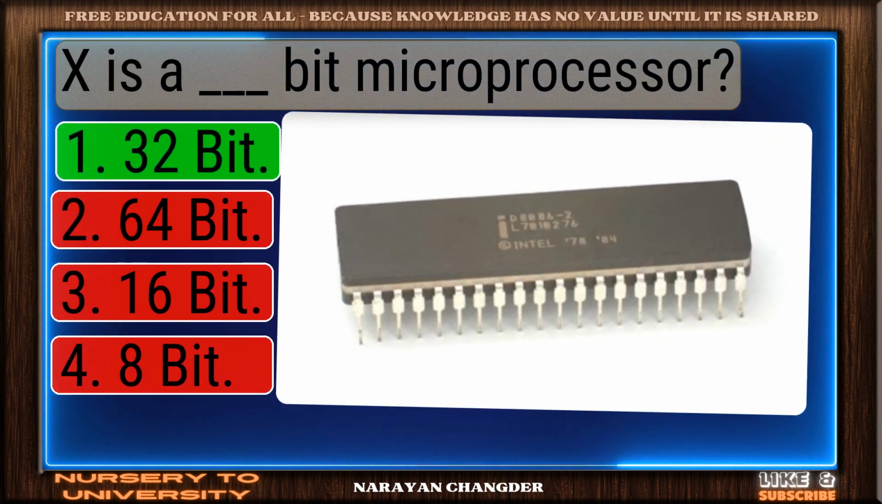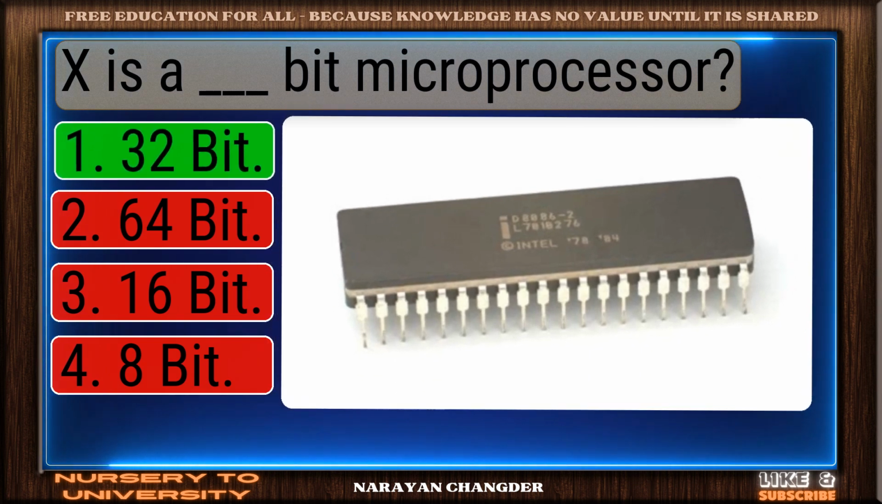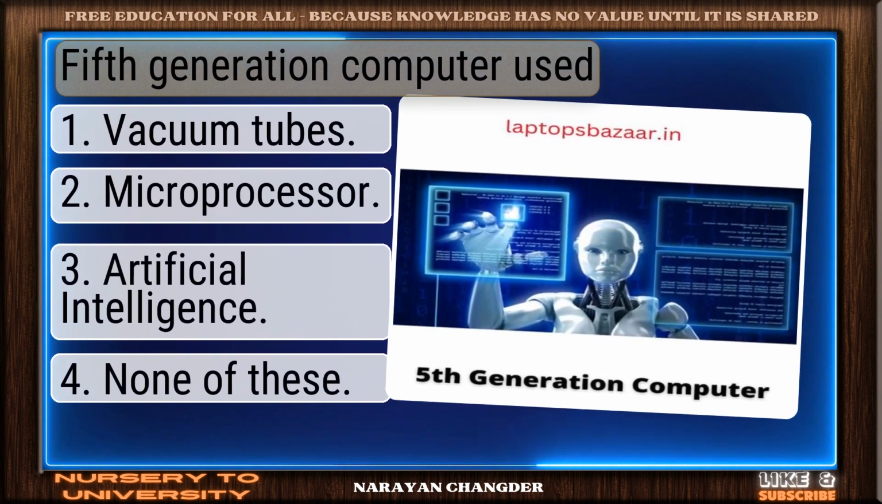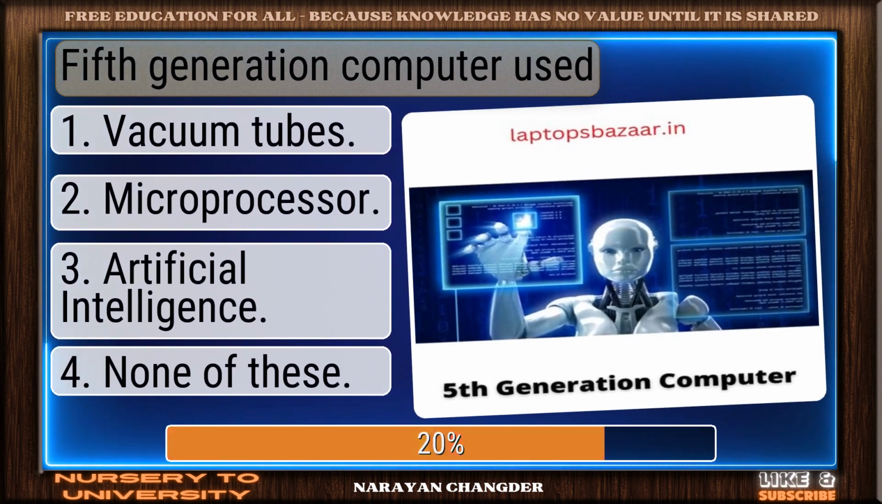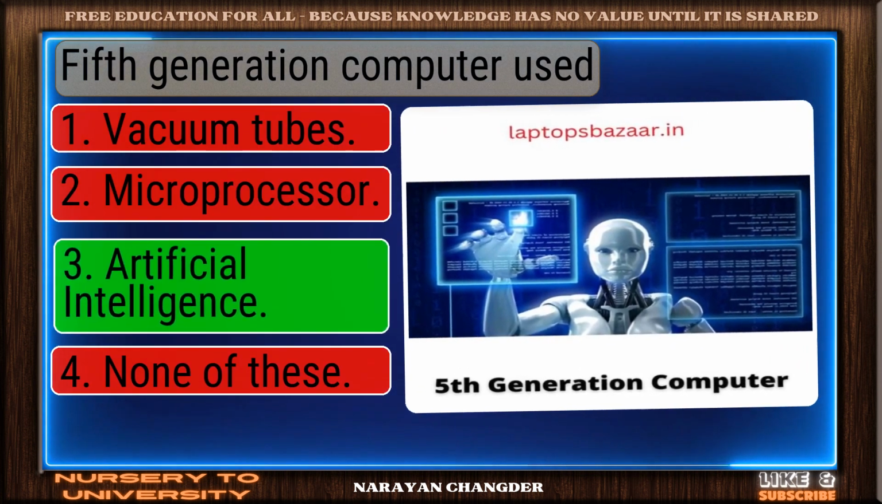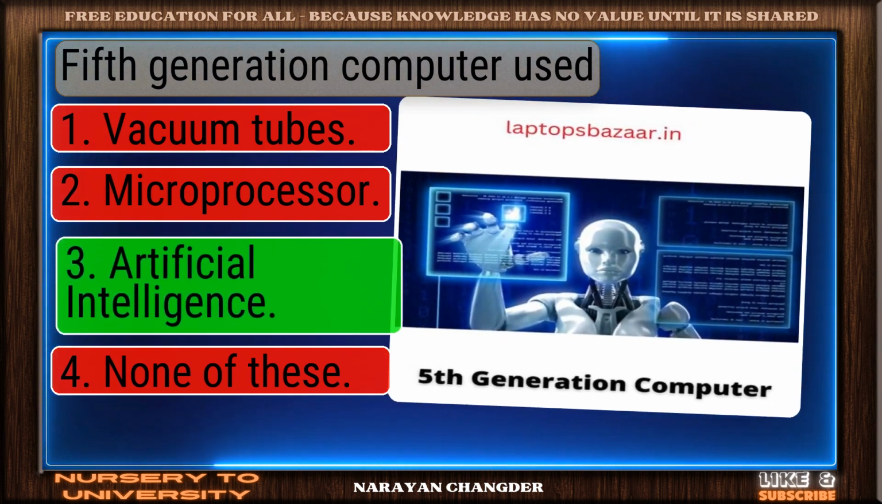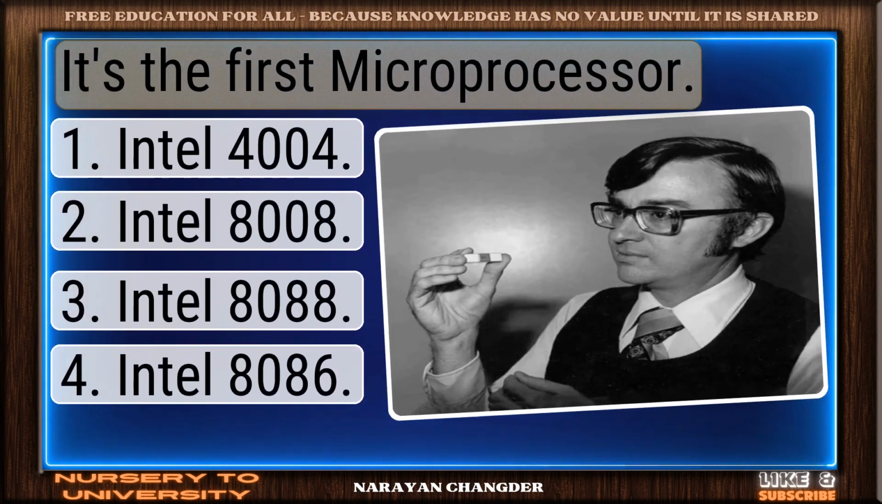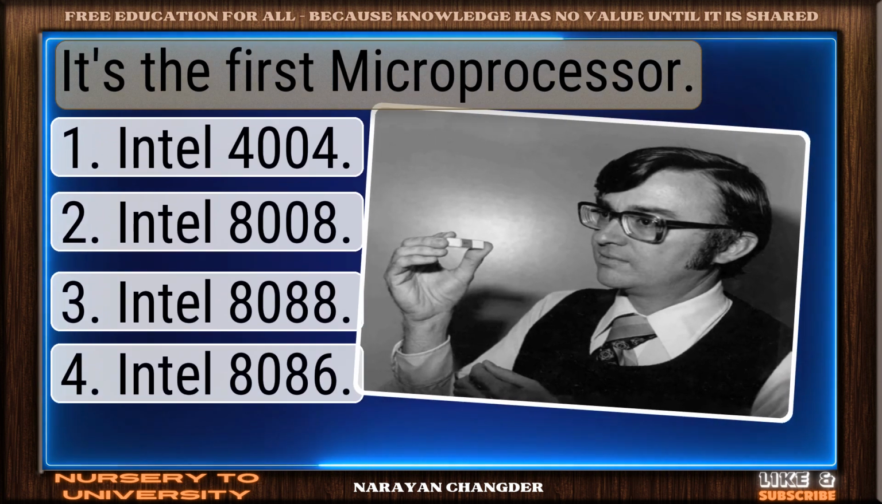Exactly. 32-bit makes sense, and it is right choice. Question number 69. 5th generation computer used. Good thinking. Artificial intelligence is the right answer. Question number 70. It's the first microprocessor.